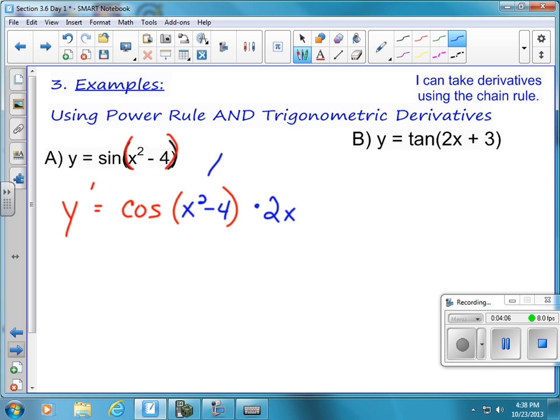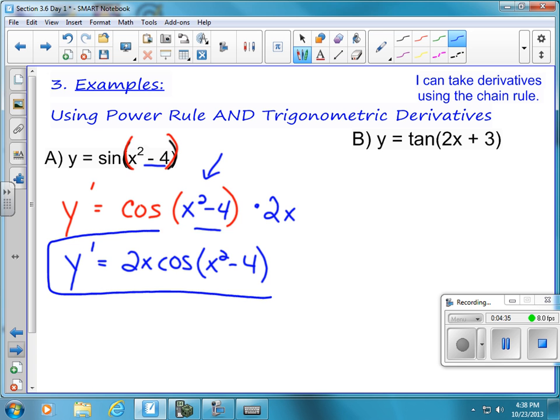Now notice, and this is a huge mistake that people make, people being students, being you, always keep the angle for cosine and sine the same. The angle does not change. This inside is whatever it started with. Then we multiply times the derivative on the inside. A prettier way to write this might be 2x cosine of x squared minus 4. We try to keep the world as pretty as we can. So there it is.